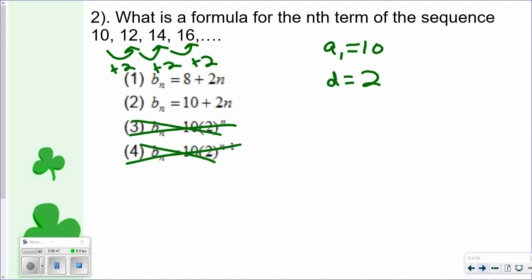My common difference is 2. Now I'm looking for the nth term. This is any sequence. They didn't ask me a specific one. They just want the general formula. Remember our general formula?